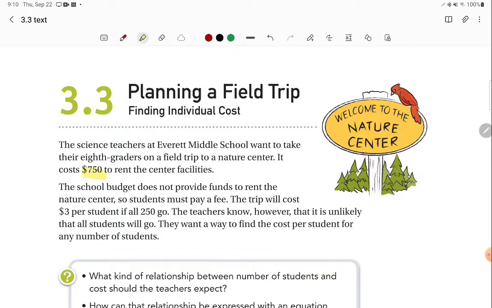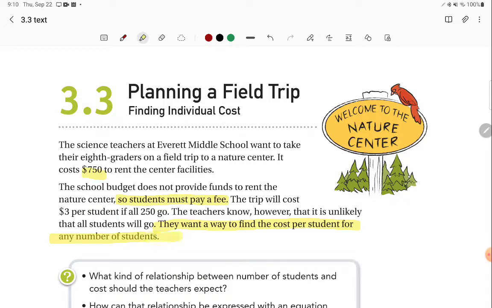The school budget does not provide funds to rent the nature center, so students must pay a fee. So students are going to have to pay a fee. Now, the trip will cost $3 per person if all 250 go. The teachers know, however, that it's unlikely that all students will go. They want to find a way. Right here is what we're trying to do.